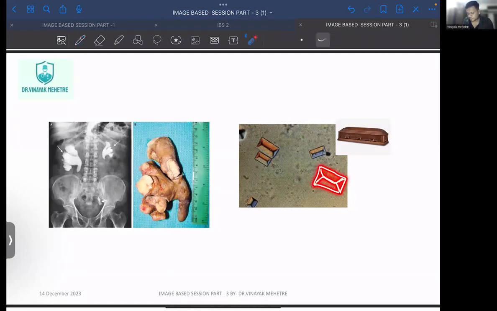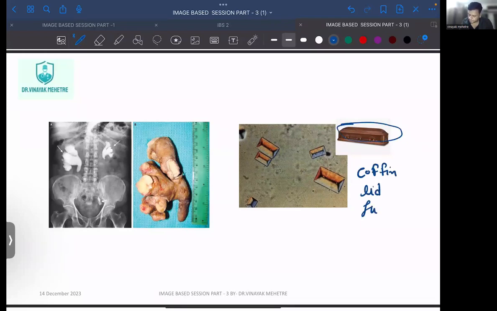Okay, you came from a foreign country, so you would have seen a coffin, right? So it is coffin lid shape. ये ऊपर वाली, it is called coffin lid shape, right? Coffin lid shape कैसे बनती है? Which stone? Yes, it is triple phosphate stone.